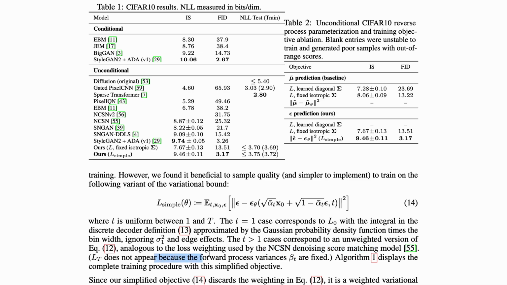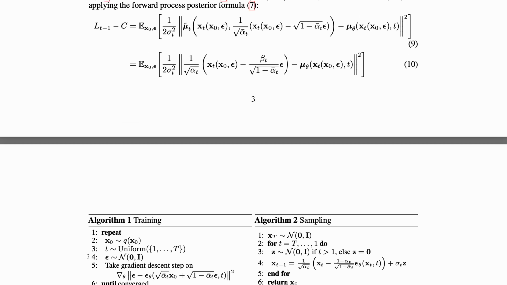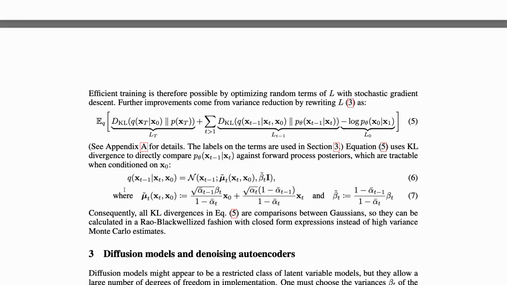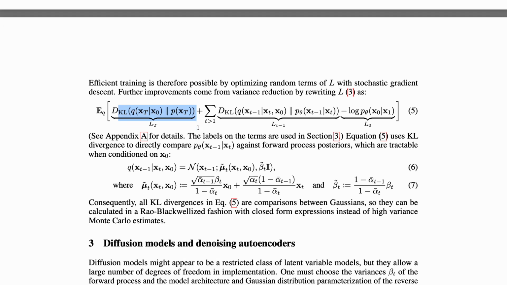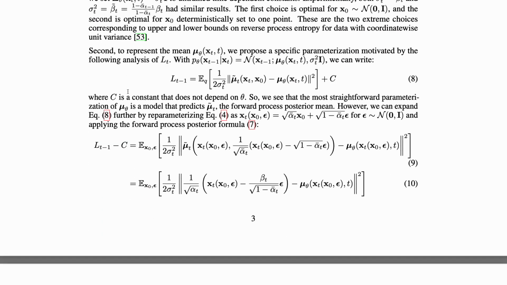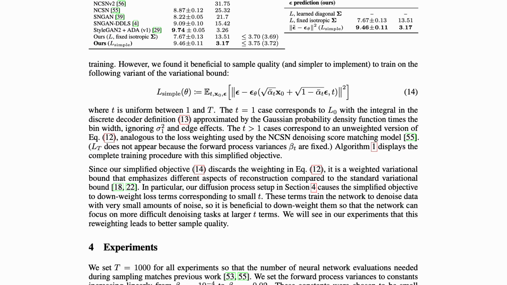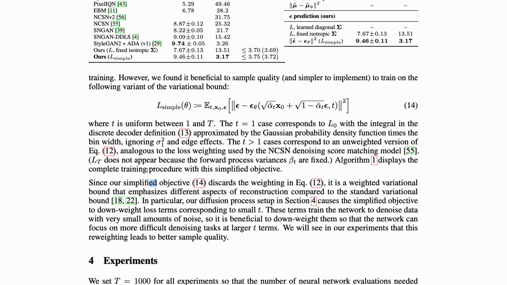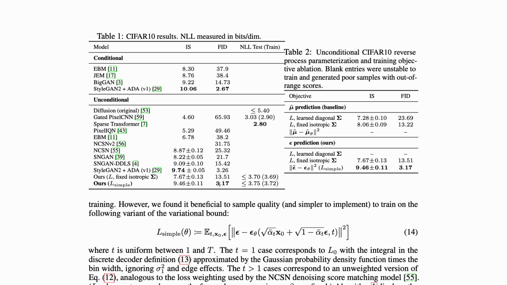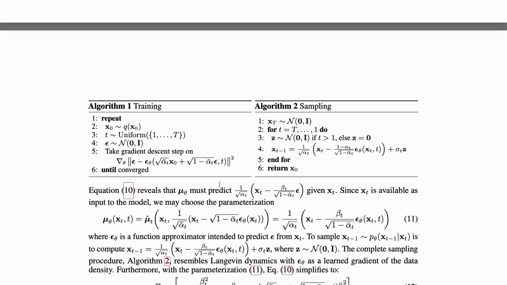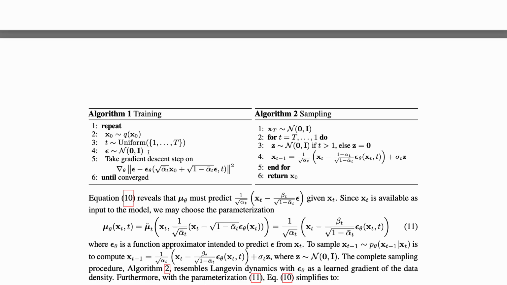LT does not appear because the forward process variance beta t is fixed, so we don't use LT. This is the LT. Yeah, we don't use it. As we discussed, we don't optimize this part. Since our simplified objective 14, okay, this is the training process.